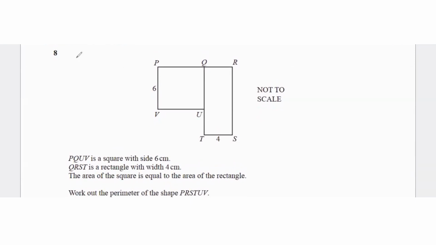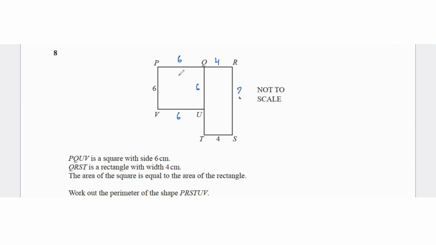Question 8 says, PQUV is a square with sides 6 centimeters. So let's write that first. QRST is a rectangle with width 4 centimeters. The area of the square is equal to the area of the rectangle. Work out the perimeter of the shape PQRSTUV. So what's missing is this length.